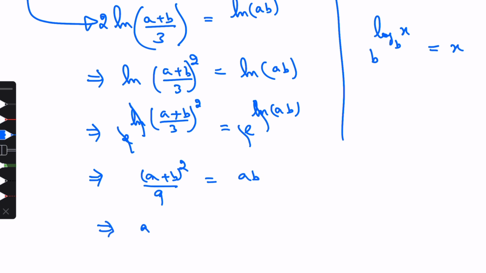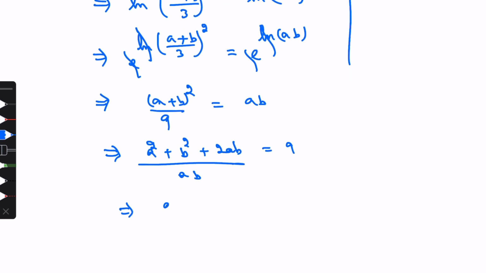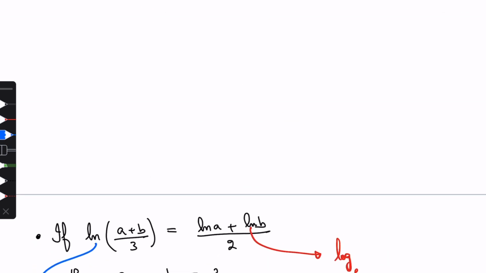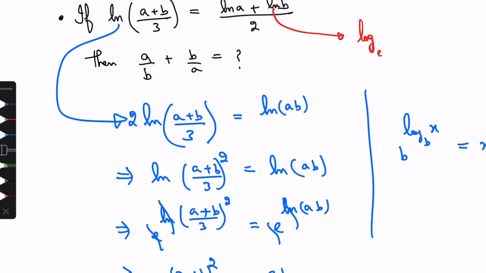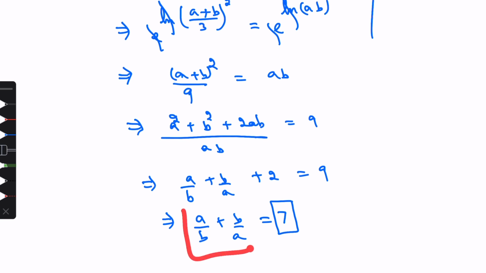That just means a square plus b square plus 2ab equals 9ab. I can bring ab to this side and 9 to the other side. So I have a over b plus b over a plus 2, and this should be 9, which just means that a over b plus b over a should be 7, which is our required value. We were required to determine this ratio, and that's what we have done here.